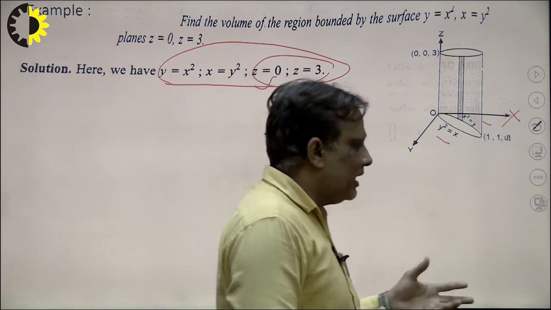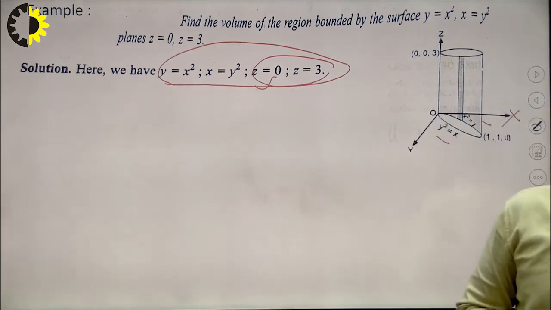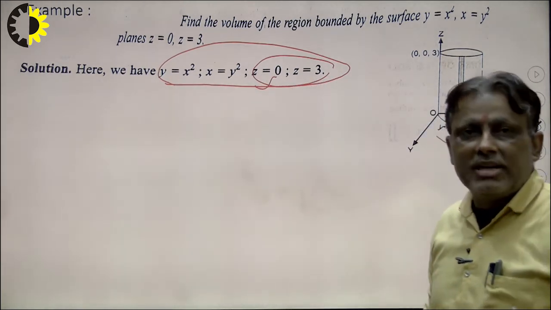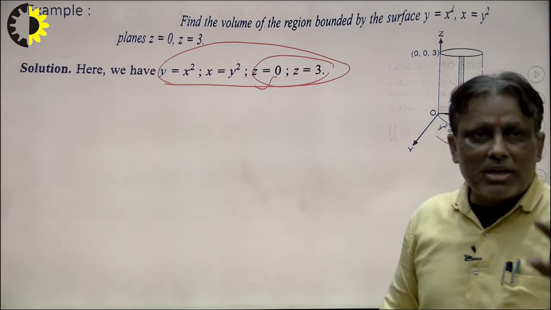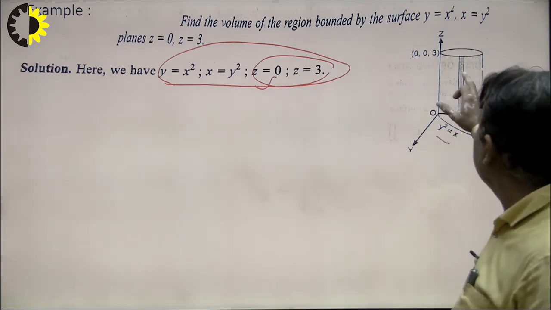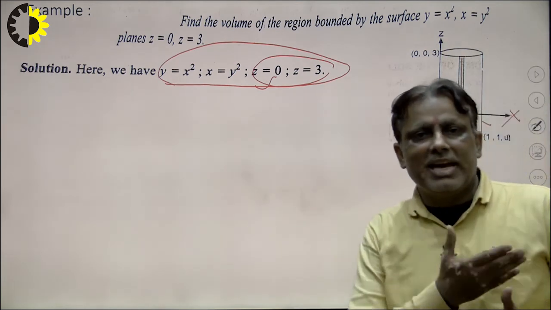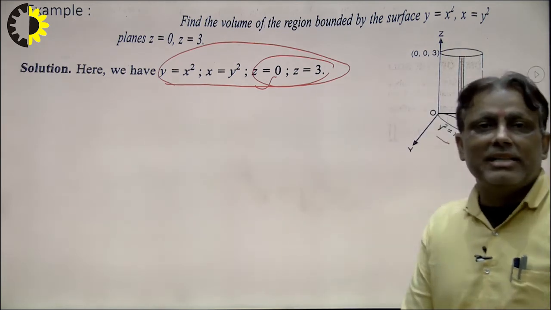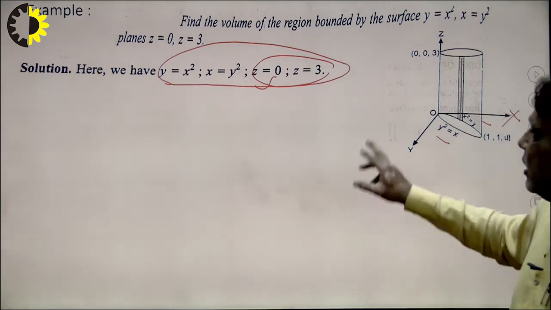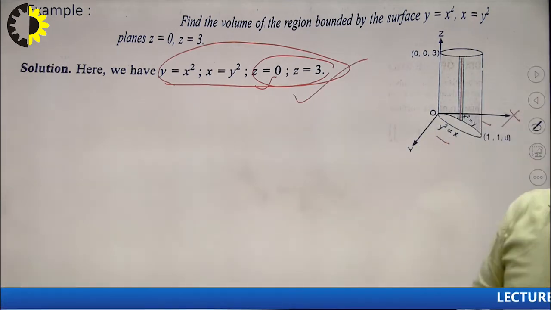So how to take the limits? First of all we take the limit of z. If we take the limit of z, that means there exists a strip parallel to the z-axis. So I draw a line, this strip. Now the lower limit lies in the xy plane and the upper limit lies at the plane z equals 3, so the conclusion is that z will be 0 to 3 here.